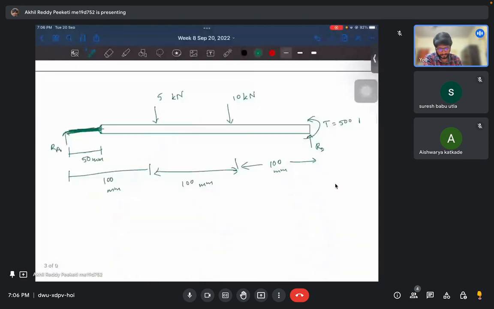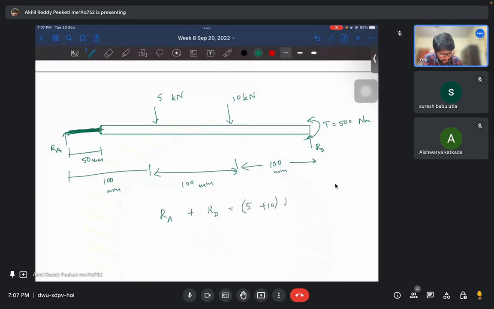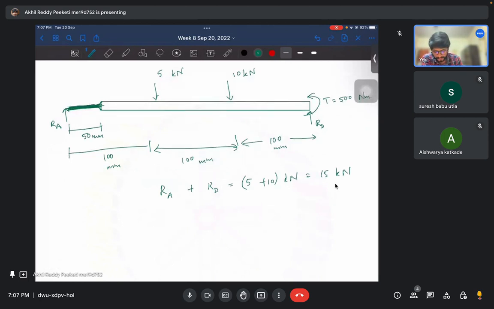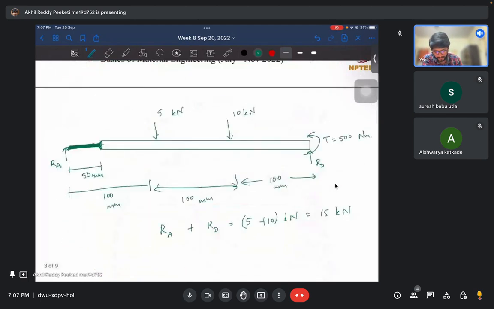So now if we do the force balance, the sum of the reaction forces should be the same as the applied forces. So RA plus RD should be the same as 5 plus 10 kilonewtons, 15 kilonewtons. So this is one force balance. Now we are given the concentration factors at the smaller diameter of the step. So if we want to estimate the stress at that point, we need to know the bending moment and the torque at that point, right?